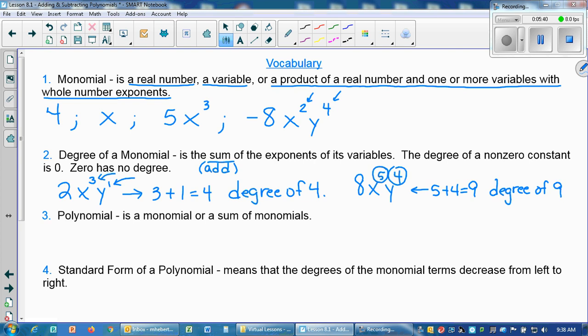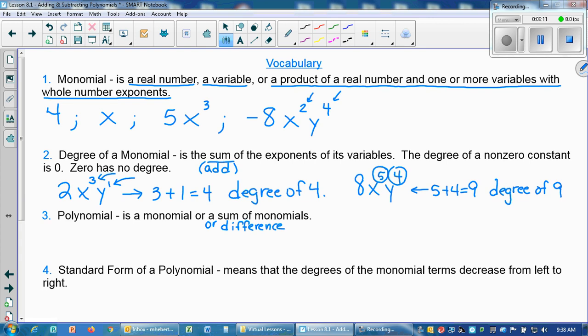A polynomial is either a single monomial or a sum or difference of monomials, because we want to understand that sometimes we're adding our monomials, sometimes we're subtracting them. Sometimes in a polynomial you're doing adding and subtracting. So we're going to combine them all together. So we'll show you an example of what a polynomial could be.